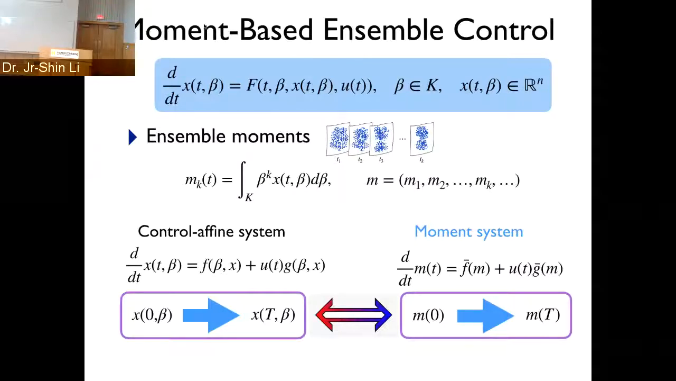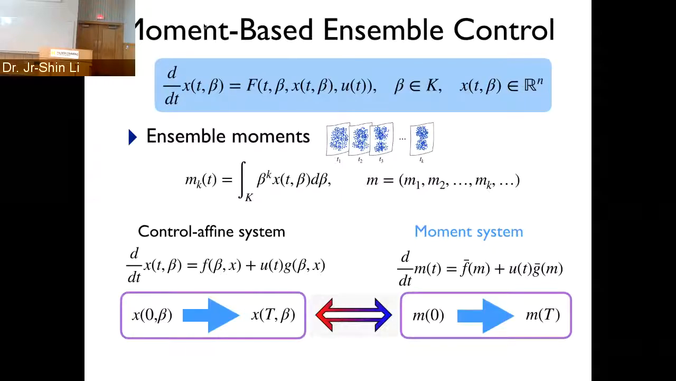I wanted to do this, but I might not be able to do it directly because I do not have the system equation. I wanted to study whether I can do this through this moment system. So instead of controlling this system from here to here, can I find the corresponding state in the moment system and control from this moment to this moment? If I can do this through the moments, then in general I'm doing this for the system. So this is a rough idea.